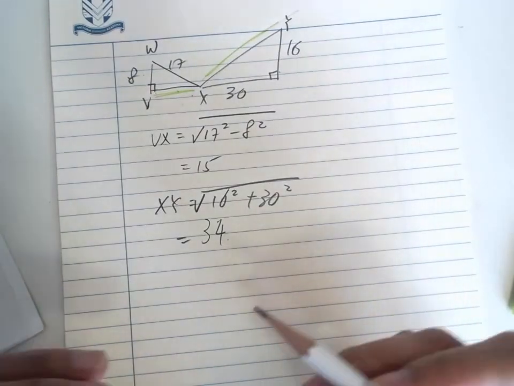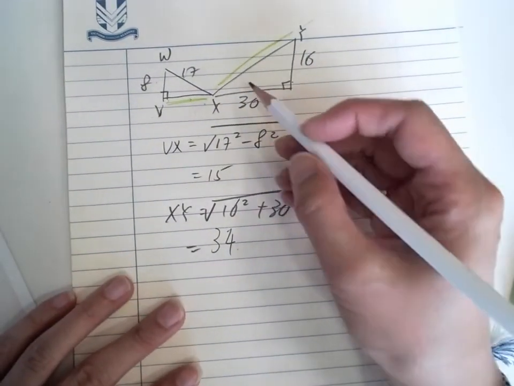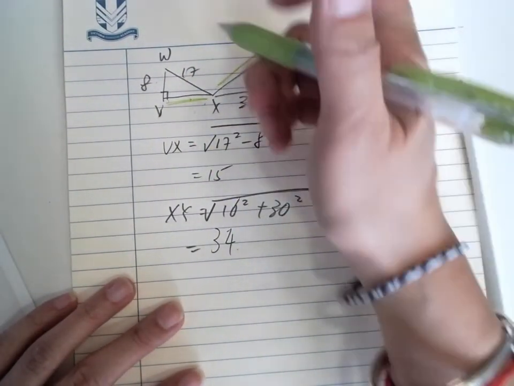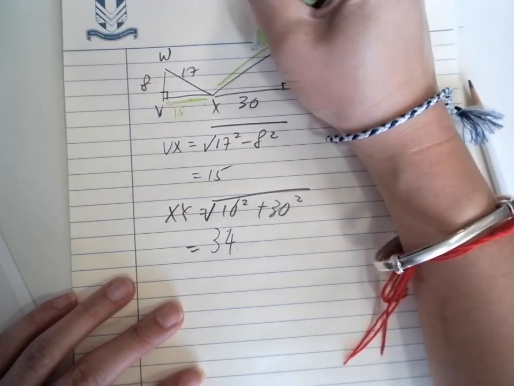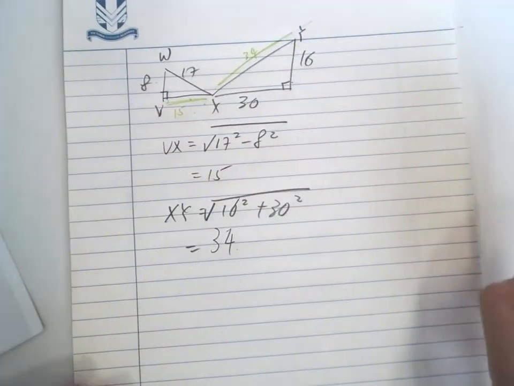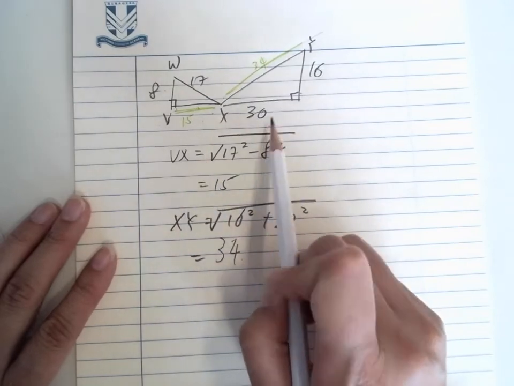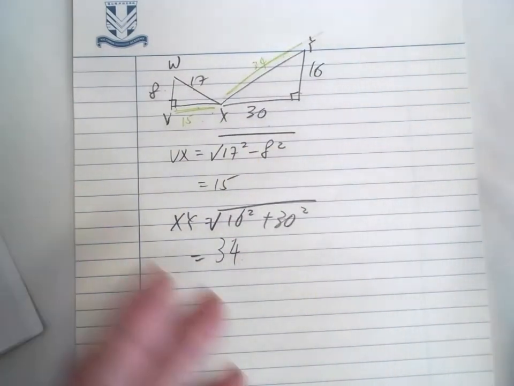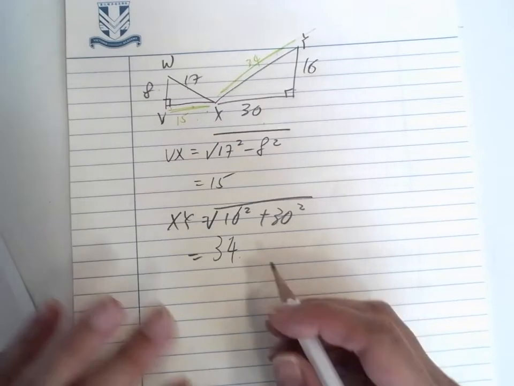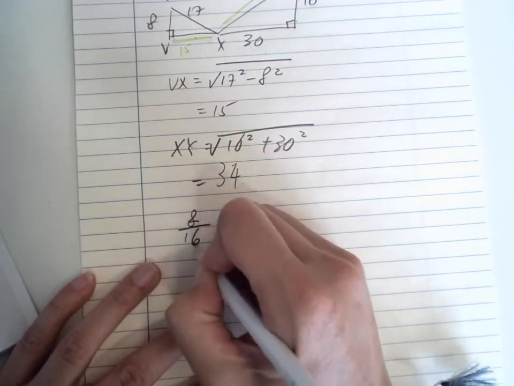So for this, we have to find out the pairs. Okay, this is my newly found 15 and 34. Looks like we can find pairs: 8 to 16, 15 to 30, and 17 to 34. The longest to the longest, shortest to the shortest should work. If it doesn't, try again.